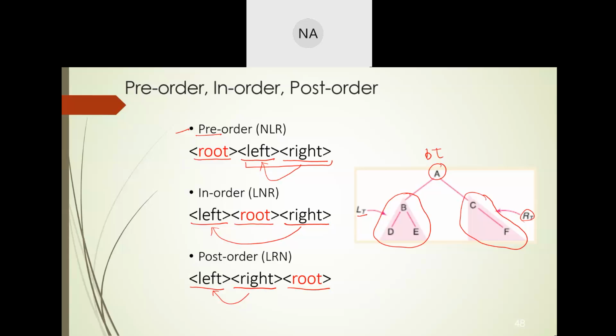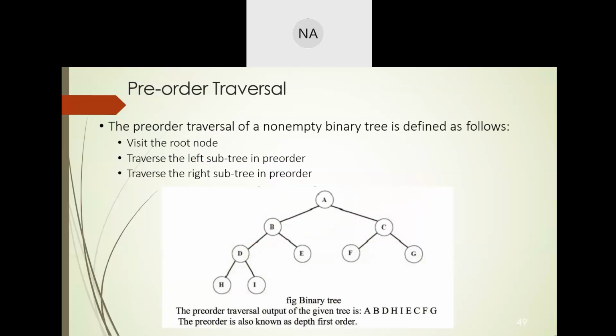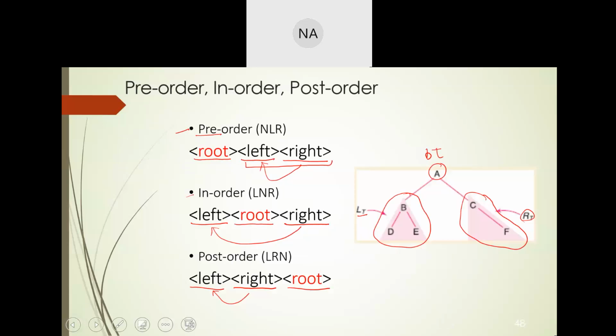Okay, the only difference lies with the order of the root node. If the root node is visited before the left and right subtrees, it is called pre-order. If the root node is visited between the left and right subtrees, it is called in-order. And if the root node is visited after both the left and right subtrees, it is called post-order.